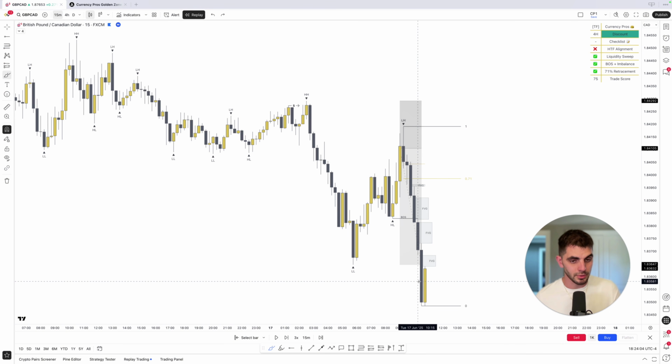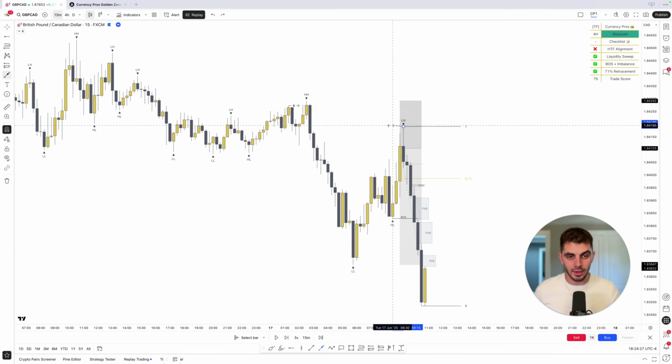You can see the Currency Pros indicator is now showing a new range with new fair value gaps, new break of structure, etc. It's very adaptive like that. But let's take a look at what happened with this setup actually. So it did exactly what I was just explaining. As you can see, it traded all the way up to here where that lower high annotation is printed.